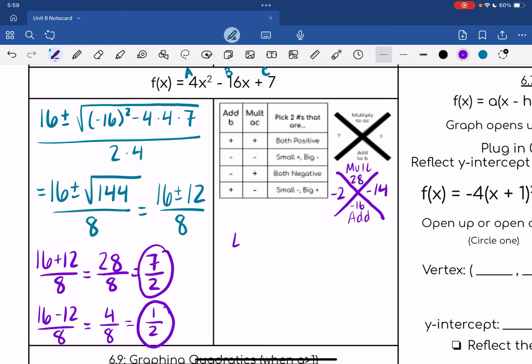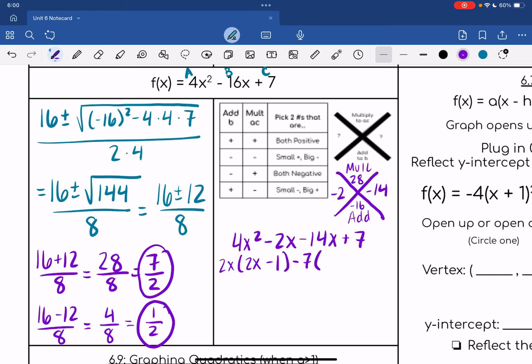So then we'll take our problem, we'll split up our middle term. So instead of 4x squared minus 16x plus 7, we'll have 4x squared minus 2x minus 14x plus 7. And then factoring that by grouping, out of the first two terms, we can pull out a 2x. 4x squared divided by 2x is 2x. Negative 2x divided by 2x is negative 1. Out of negative 14x plus 7, I need to pull out a negative, and I can divide those both by 7.